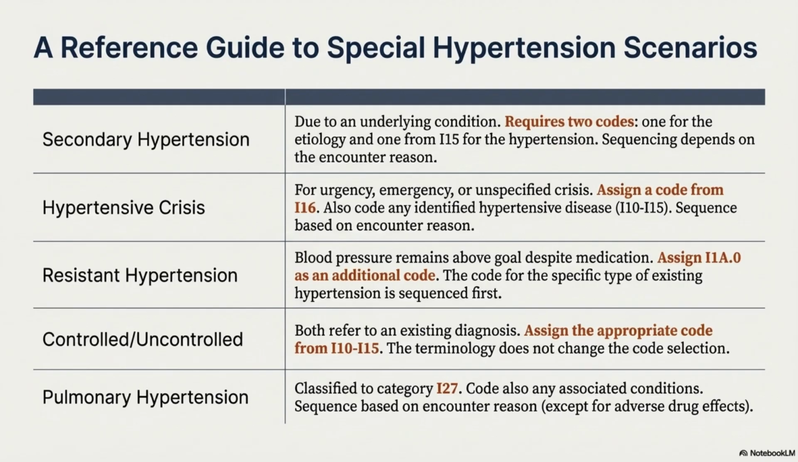Then we have resistant hypertension. That's when blood pressure stays above goal despite medication. For this one, you'll add I1A.0 as an additional code. The primary hypertension code still comes first. For controlled or uncontrolled hypertension, the terminology doesn't change the code selection. You simply assign the appropriate code from I10-I15 based on the type of hypertension. And finally, pulmonary hypertension, which is classified under I27. You'll also code any associated conditions, and sequencing will depend on the encounter unless you're dealing with an adverse drug effect. These scenarios come up often, so having these rules at your fingertips makes coding much smoother.